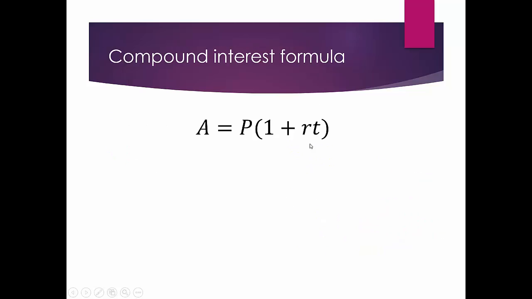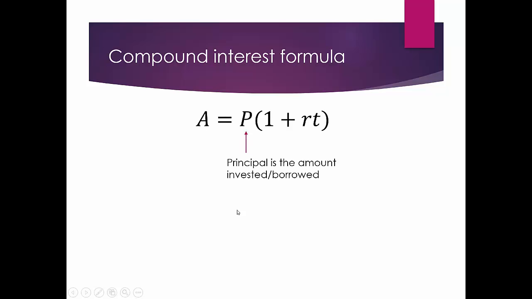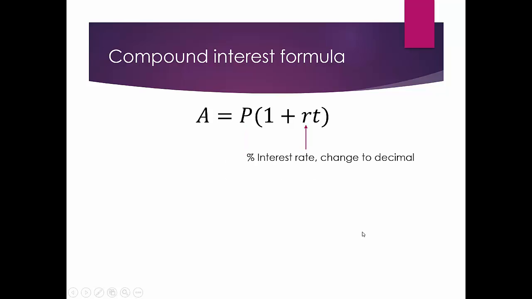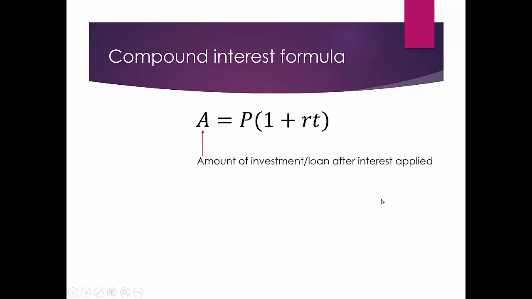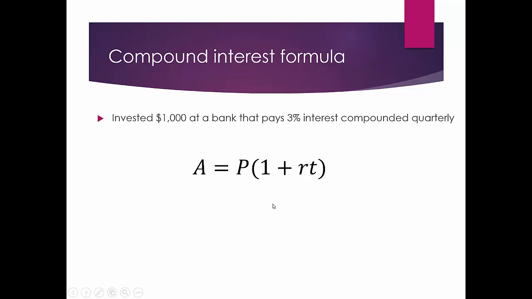So one form of this compound interest formula looks like this, where P is the principal, the amount invested or borrowed. R is the interest rate. You change it to a decimal. T is compounding time, and it needs to be in years. And then A gives you the amount of the investment or the loan after interest is applied. So let's look at an example.